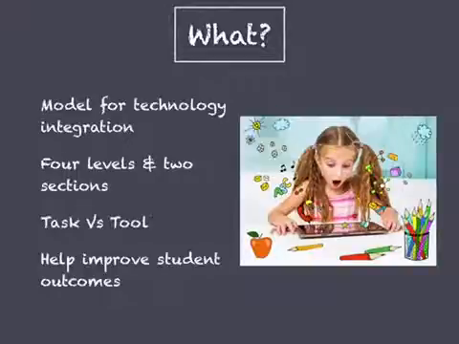The most important part of the SAMR model indicates that technology should help improve learner outcomes. If technology does not do this, we should not use it. The whole point of using technology in the classroom, according to the SAMR model, is to ensure that it helps improve student outcomes and deepen understanding.